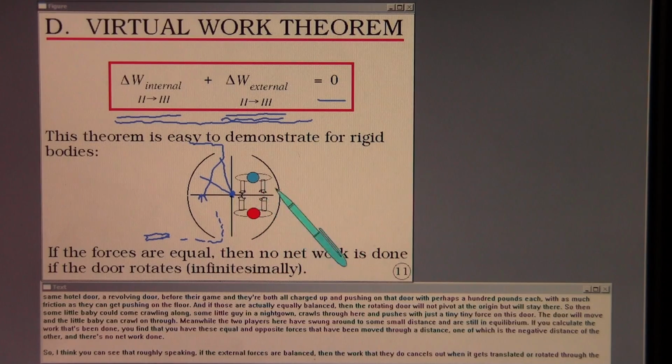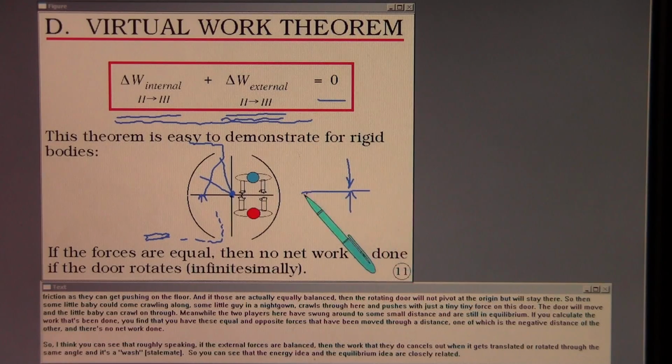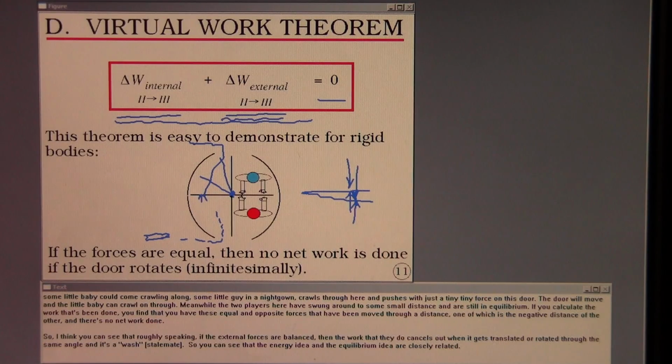If you calculate the work that's done, you find that you have these equal and opposite forces that have been moved through a distance, one of which is a negative distance of the other, and there's no net work done. So I think you can see that, roughly speaking, if the external forces are balanced, then the work they do cancels out when they're just translated or rotated through the same angle, and it's a wash. So you can see that the energy idea and the equilibrium idea are closely related.